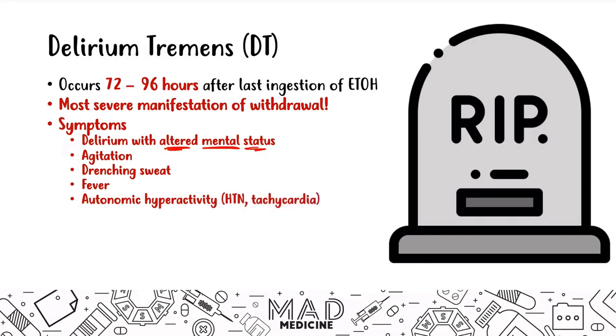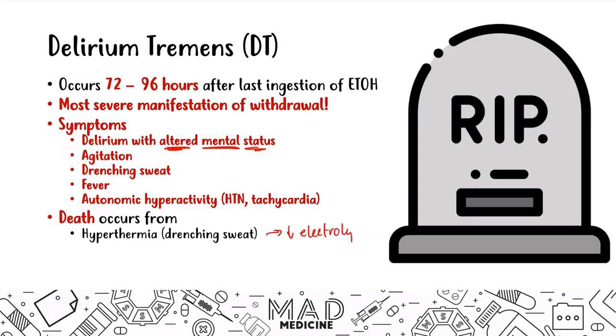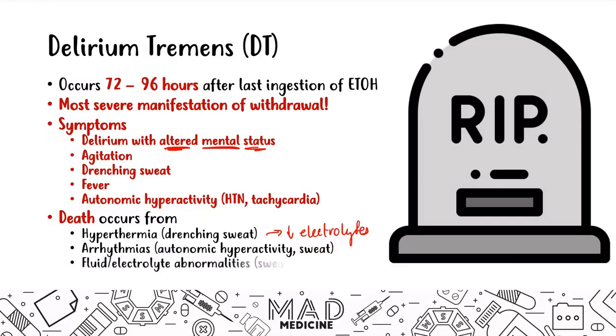Now, when it comes to death, most often this is going to happen due to the hyperthermia, the drenching sweat. Because you're sweating so much, you're going to have a decrease in electrolytes. Okay, and that can lead to arrhythmias, and the fluid and electrolyte abnormality can also occur, like I said, due to the sweat. This is very important because if you go into delirium tremens, it can be life-threatening and usually is, and death can often occur when patients withdraw from alcohol without proper treatment. This is one of the very few drug withdrawals that will actually kill you. So that's very important to understand.